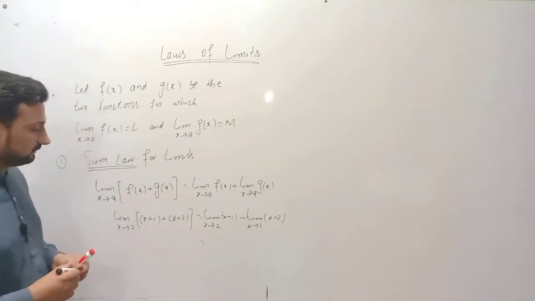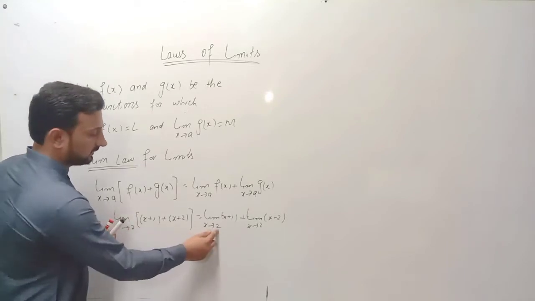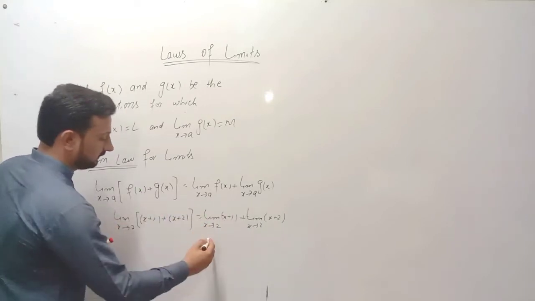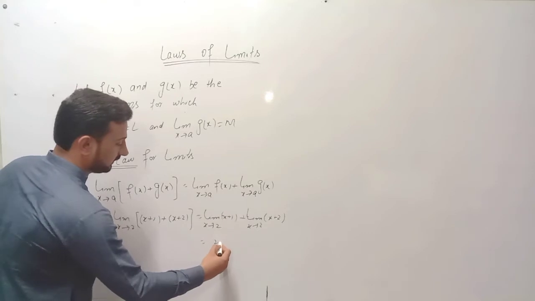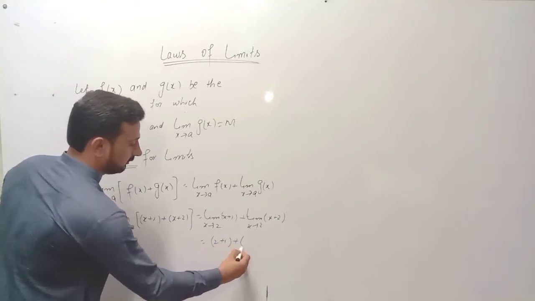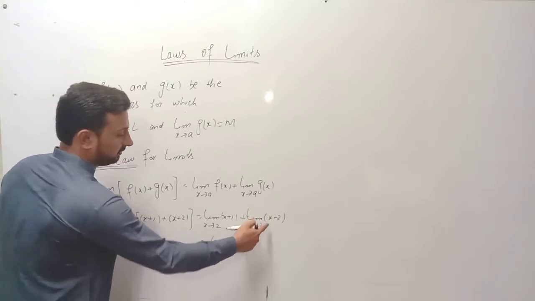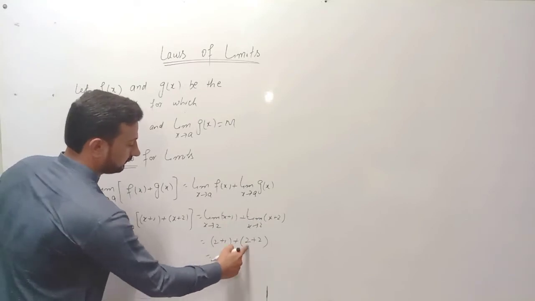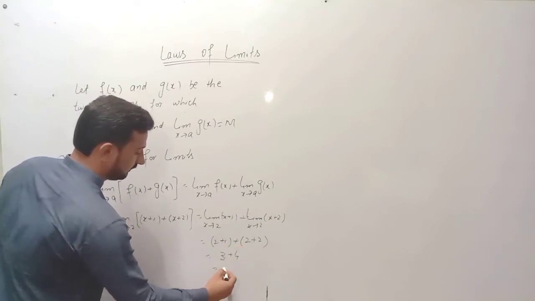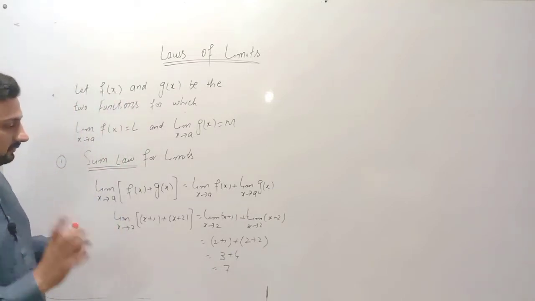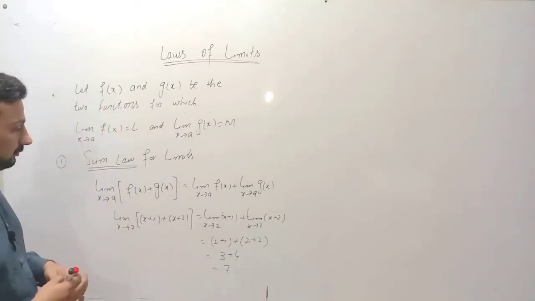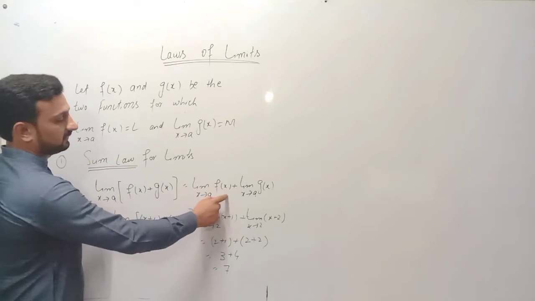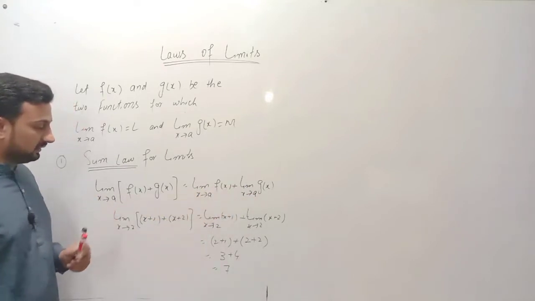Now what do we do? We just plug in the value of x into each function. x approaches 2 means we put x equals 2 in the function. That results in 2 plus 1 plus, doing the same in the other function, 2 plus 2. So 2 plus 1 is 3 and this is 4. So the final answer is 7. This is the first law for limits, and I have also written the example. When two functions are put together, you just apply limits separately on each function.